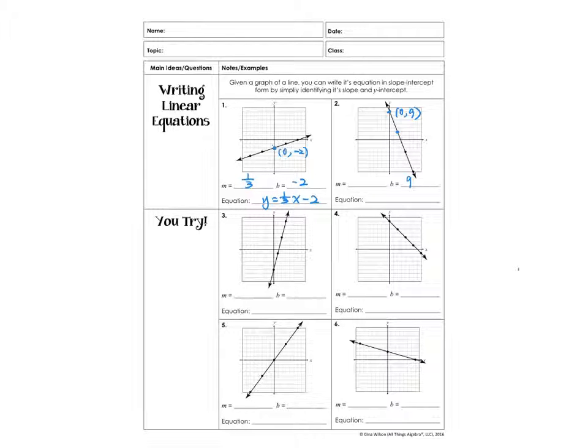So from here, you rise on top. You have to rise up by 7. Then you go to the left by 2. So y equals -7/2 x plus 9. And so on and so forth. So give these a try and finish the packet.